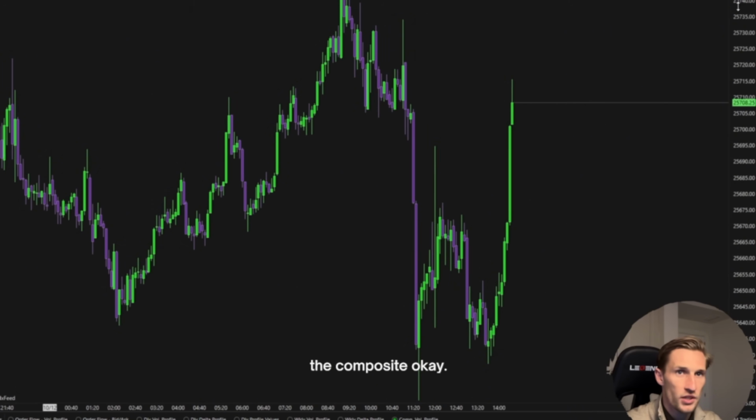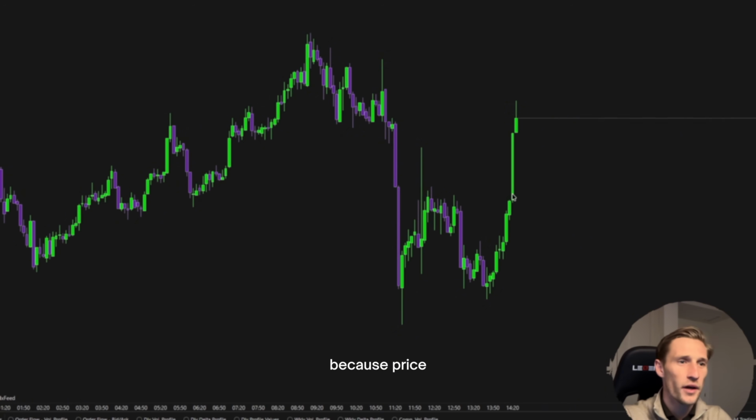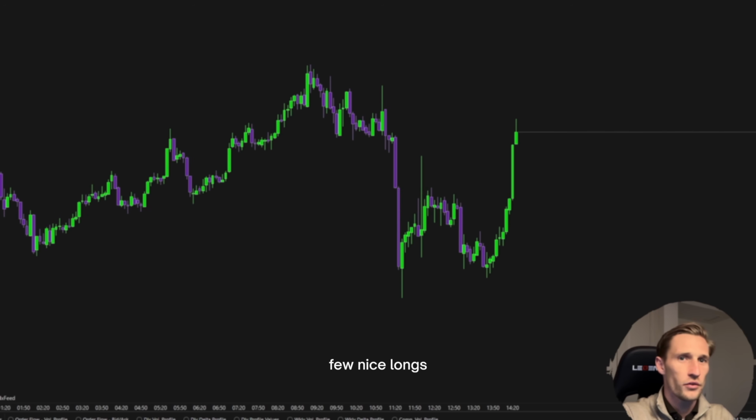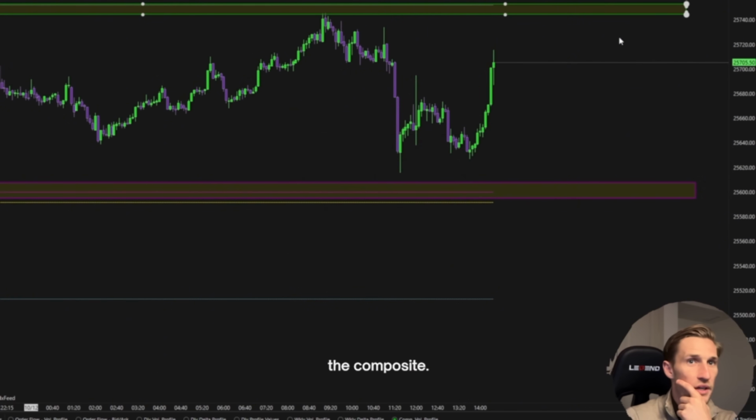All right, we have the composite. Okay, all right, guys, let's take a small trade in between because price started to take off. So I took a few nice longs. So we are clearly in this area. We have the composite value area high, the point of control, and then here we have the composite value area low.